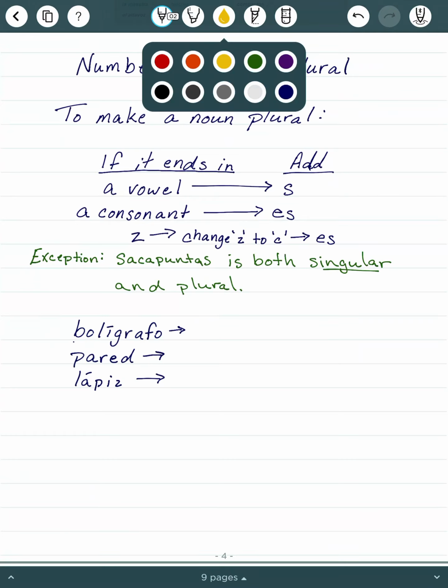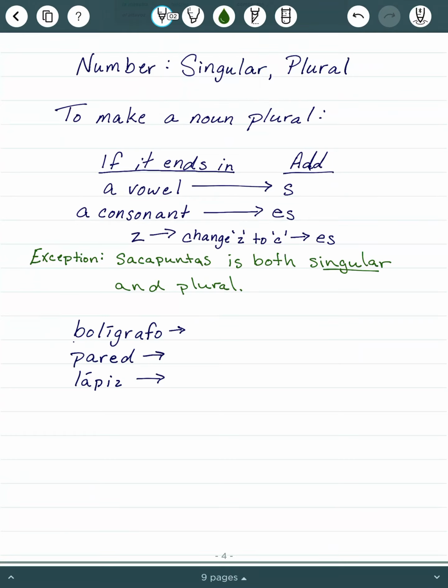So now let's look at the number of nouns. So number is singular or plural, and again, we do this in English, 1 pen, 2 pens. So to make a noun plural in Spanish, if the word ends in a vowel, that's A, E, I, O, or U, we're just going to add S. So if we look at this word bolígrafo, O is a vowel. So to make it plural, it's just bolígrafos. Just add an S there.